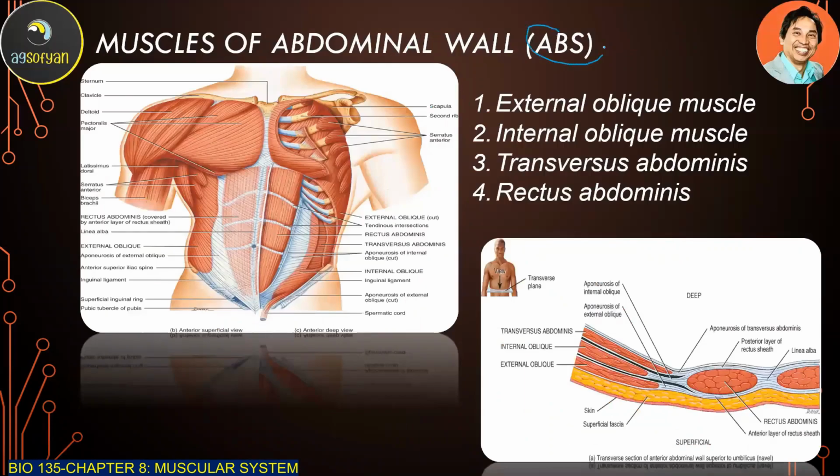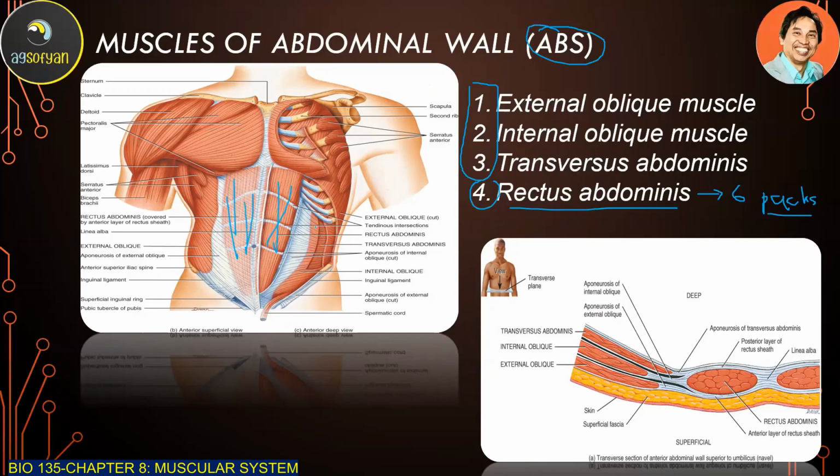The abs. The abs muscles. There are actually 4 ab muscles. 3 of them are on the side, and 1 of them is in the middle. And this is the one that usually gives the six pack, or if you don't really exercise, maybe only gives you 1 pack of this muscle. This is coming from the rectus abdominis muscle, which is the muscle in the middle of the ab.